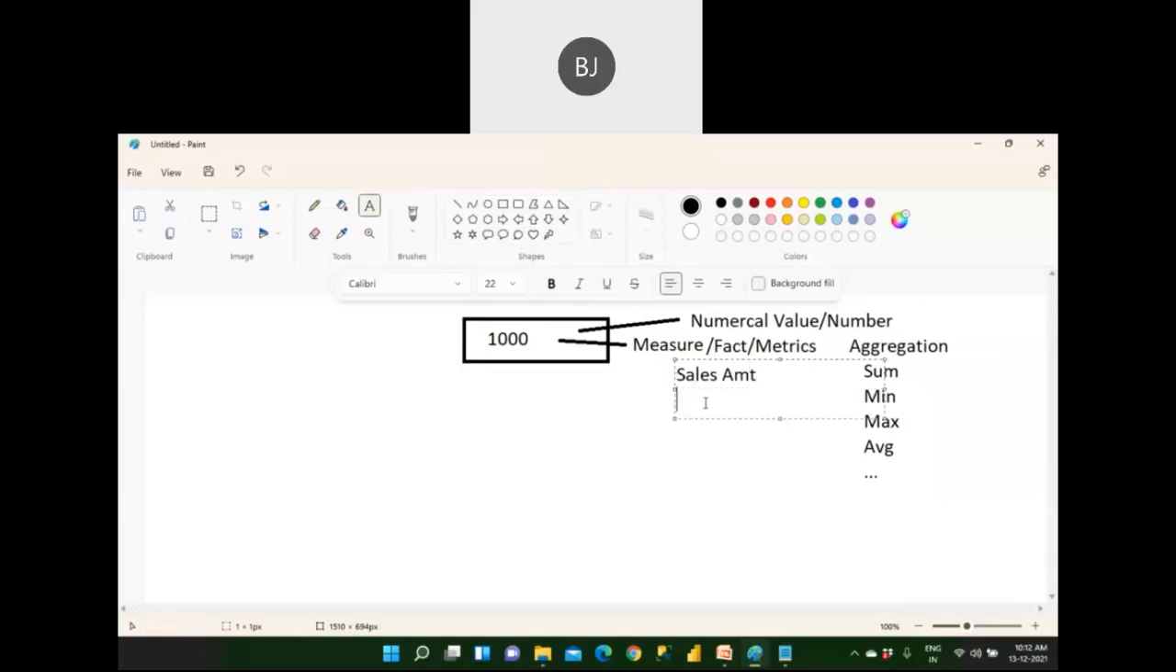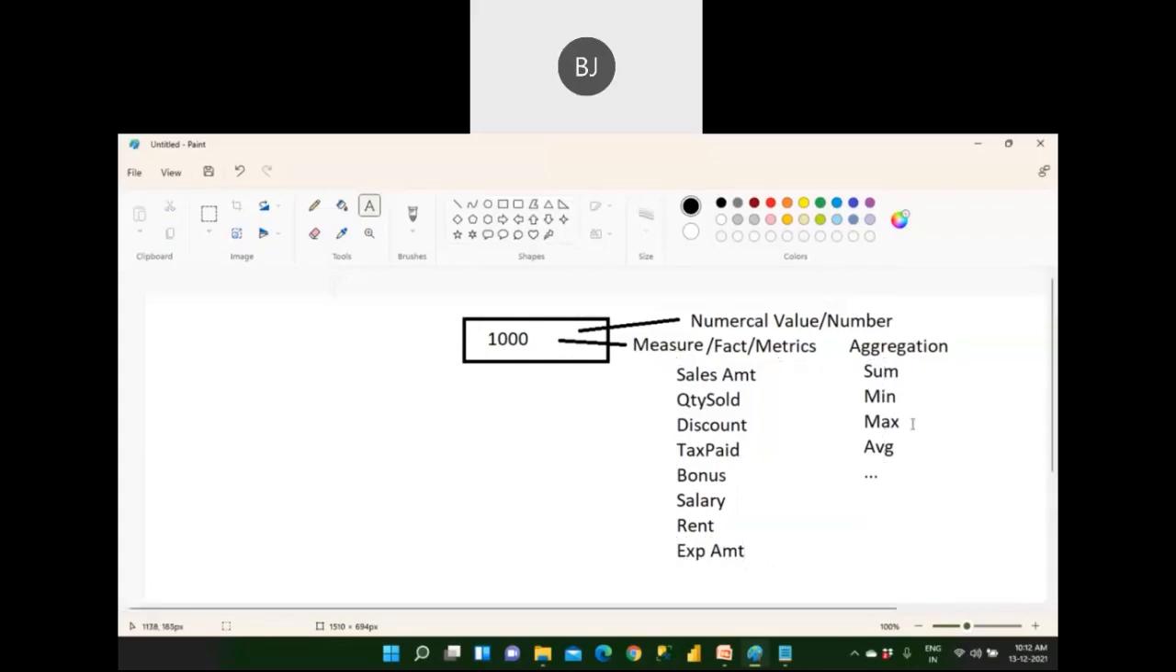Why? You can have aggregations and do sums, like 20 plus 30 equals 50, on sales amount. Or you can have quantity sold, or total discount given, or the tax amount paid, or the bonus that I got, the salary, the rent we are paying, expenses amount. All these are where you can perform sum, min, max, average. All these things are called what? Numbers, and these are called measures, or facts, or metrics.